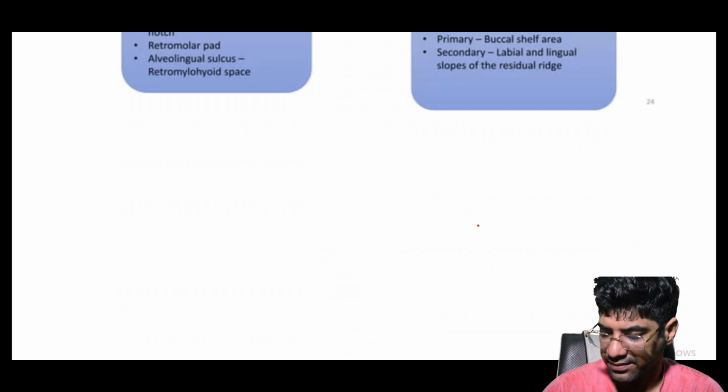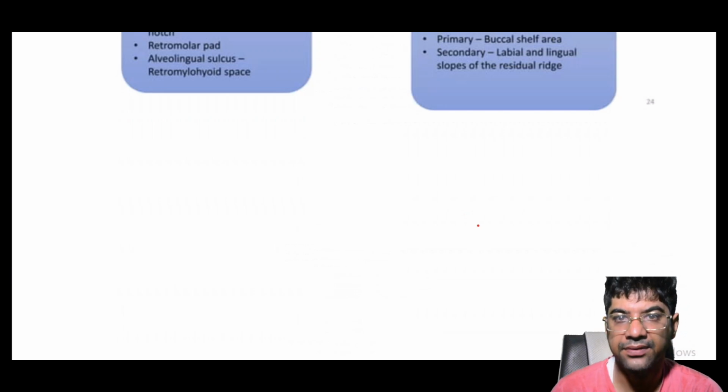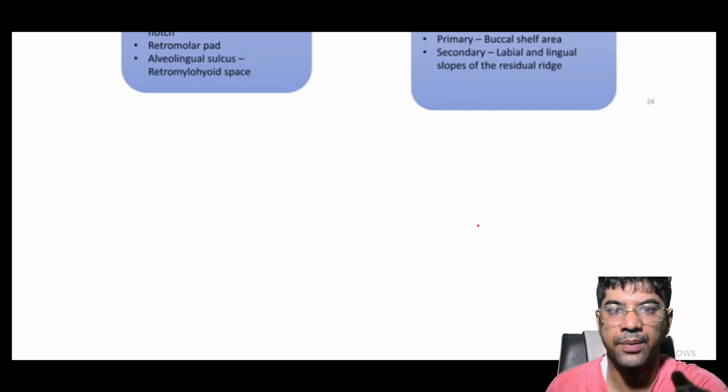Other is the cuspid eminence. Cuspid eminence is a bony elevation on the residual ridge that remains after the extraction of the canine tooth. It is situated between the canine and the labial and the first premolar region.